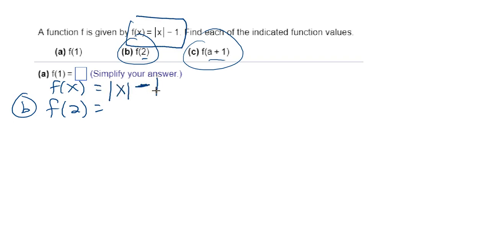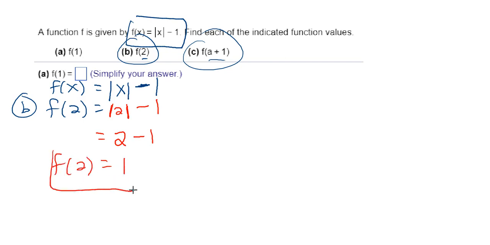I almost put plus 1 for some reason. This tells me everywhere I see an x, I'm going to replace it with the number 2. So I get the absolute value of 2 minus 1, which we can simplify. The absolute value of 2 is 2. 2 minus 1 gives me 1. So that tells me f of 2 is equal to 1.